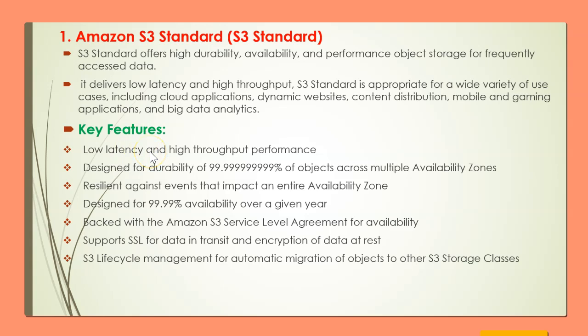The first one is low latency and high throughput performance. It is designed for durability of 11 nines of objects across multiple availability zones within a single region, and is resilient against events that impact an entire availability zone. Designed for 4 nines availability over a given year. It is backed with the Amazon S3 service level agreement for availability. It supports SSL for data in transit and encryption of data at rest.